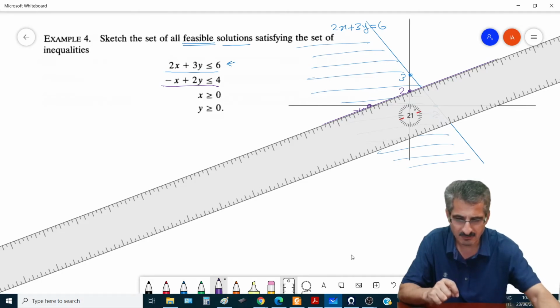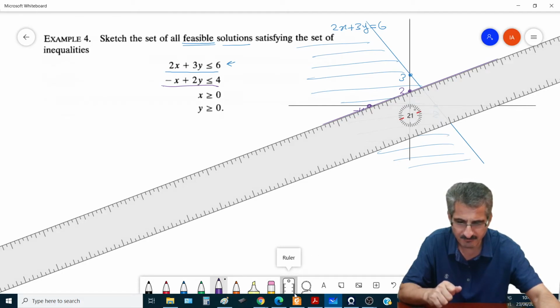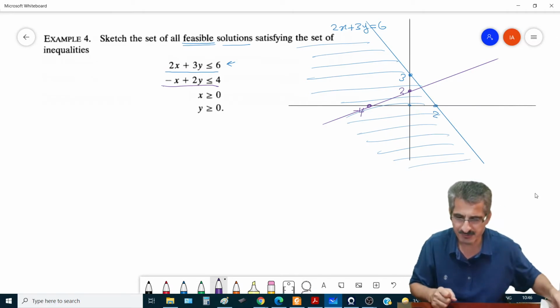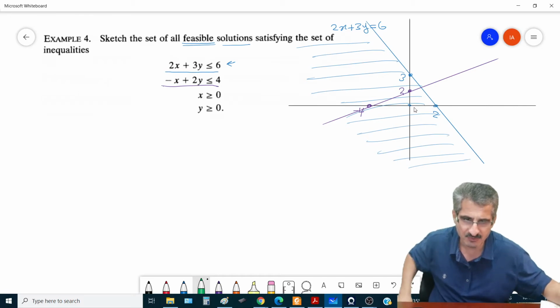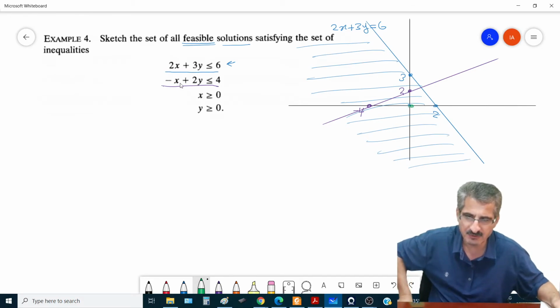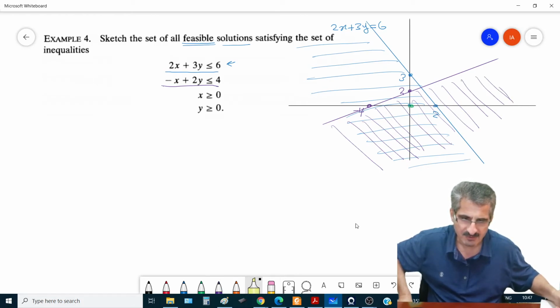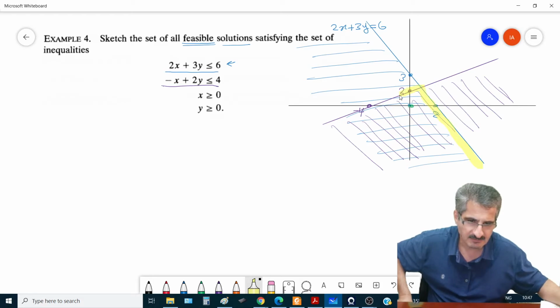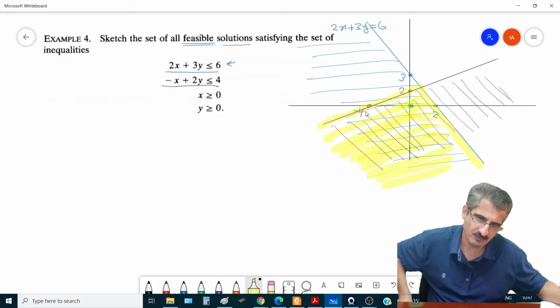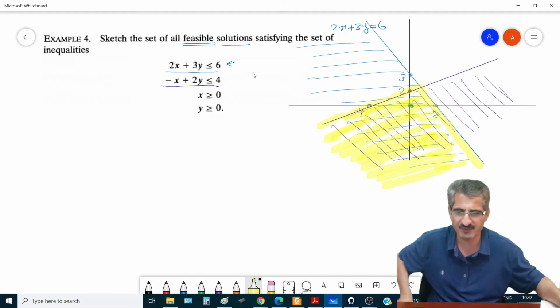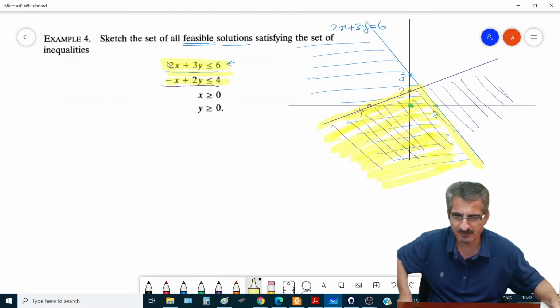Okay, good. Now, which side is the required one for the constraint? How do we know? We choose a point to check. Choose again 0, 0 here. If we substitute, we get 0 plus 0. So it is satisfied. So the required half space is that, all of this here, all the way. Now you notice this area here satisfies both. All the ordered pairs here satisfy both constraints.